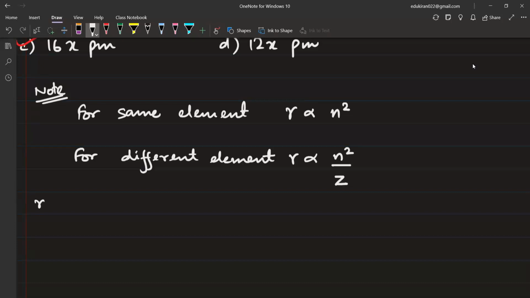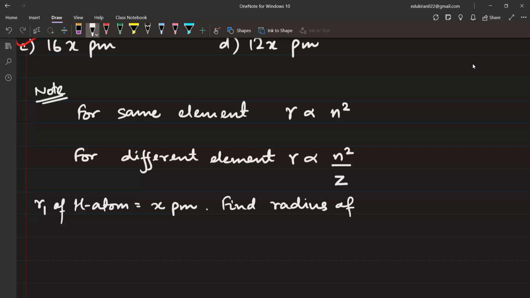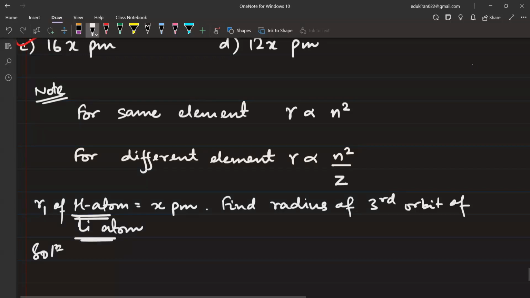लेट अस सपोज r1 of hydrogen है, radius of first orbit of hydrogen atom, इसको दिया हुआ x picometer, पुराने सवाल की तरह। And they are saying, find radius of third orbit of lithium atom. In this, they have given the radius of hydrogen atom and they're asking the radius of lithium atom. So same है element या different element? Different, different है.